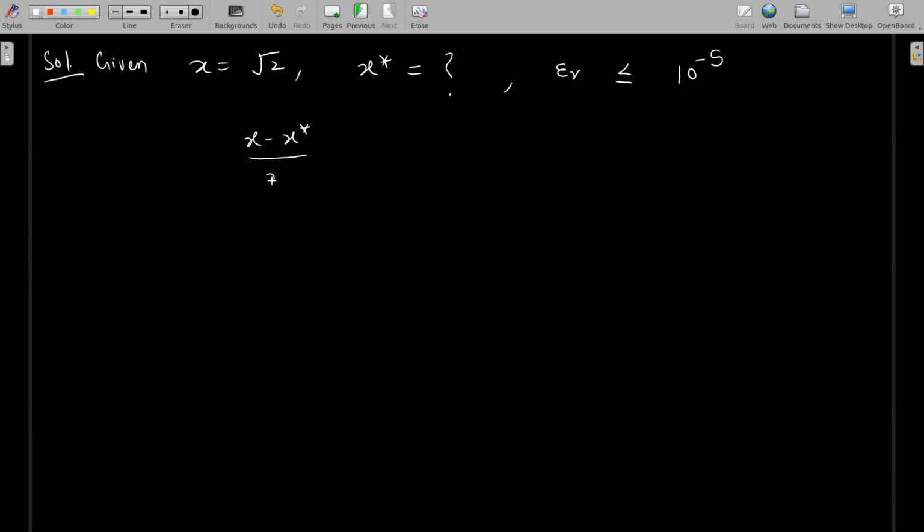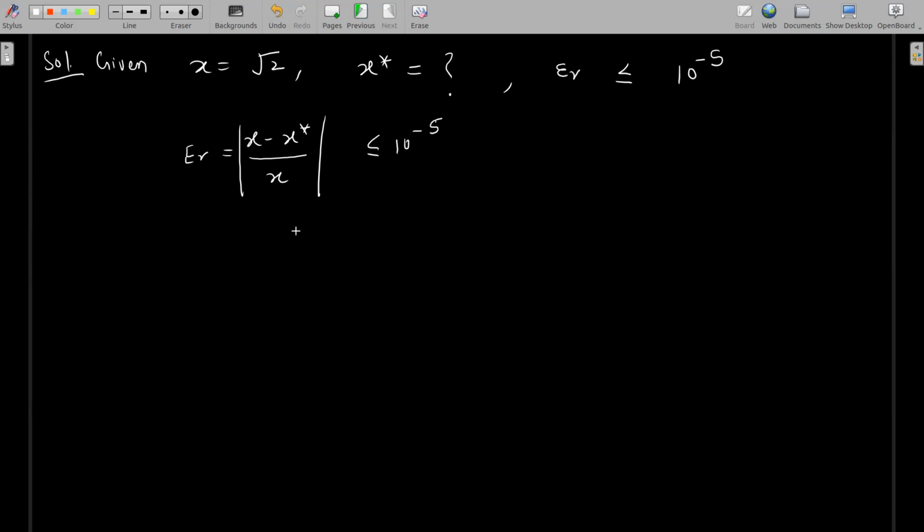So in formal notation, I'll write x is root 2, approximation that you need to find, and relative error at most maximum 10 power minus 5. That is given. Okay, so I'm writing the formula. Relative error क्या होता है, |x minus x star| by |x| less than or equals to 10 power minus 5. This is given. This is relative error.